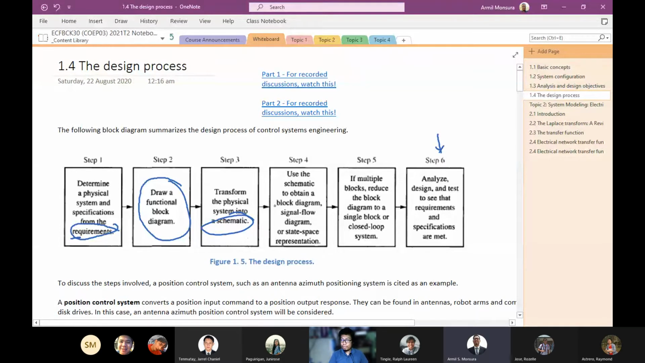you now proceed to convert that schematic into obtaining a block diagram, a signal flow diagram, or a state space representation. Okay, and although that may seem as something like a block diagram, ibig sabihin visual siya. Kasi block diagram siya, signal flow diagram siya. So it's a diagram. So again, it's visualization.